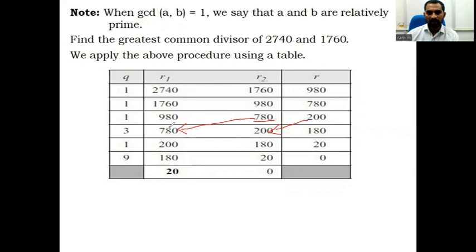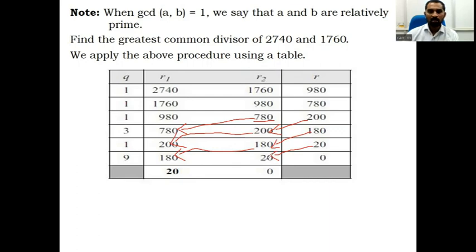Now, 200 divides 780 for 3 times. That is 600, and the remainder is 180. Again, now we'll take R1 as 200 and R2 as the remainder 180. Now we'll check, is R greater than 0? Yes, R is greater than 0. Now we'll find Q and R. It divides exactly one time and the remainder is 20. Now R1 becomes 180 and R2 becomes 20. Now check, is R greater than 0 or equal to 0? Greater than 0. So we'll continue the process.